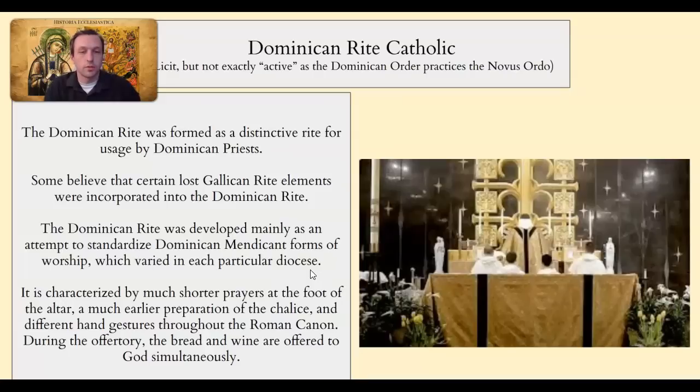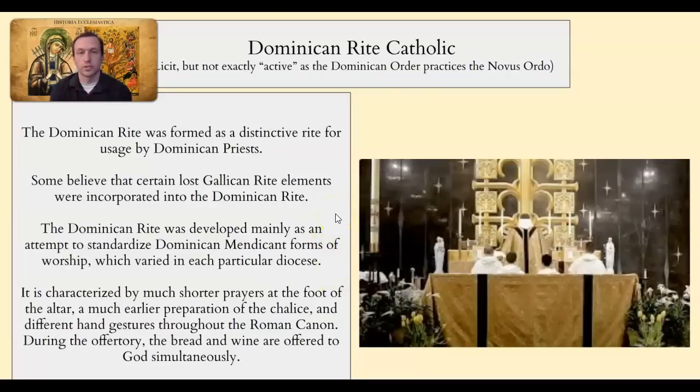The Dominican Rite was developed mainly as an attempt to standardize Dominican mendicant forms of worship. Since the Dominicans had spread throughout all of Western Europe, it became very difficult for Dominicans to conform their liturgical worship to however the liturgy was celebrated in a particular city, because there were variations in the late medieval period before Trent in various different cities. And so they established the Dominican Rite just so Dominican priests could celebrate one form of liturgy no matter what city they happened to be in.